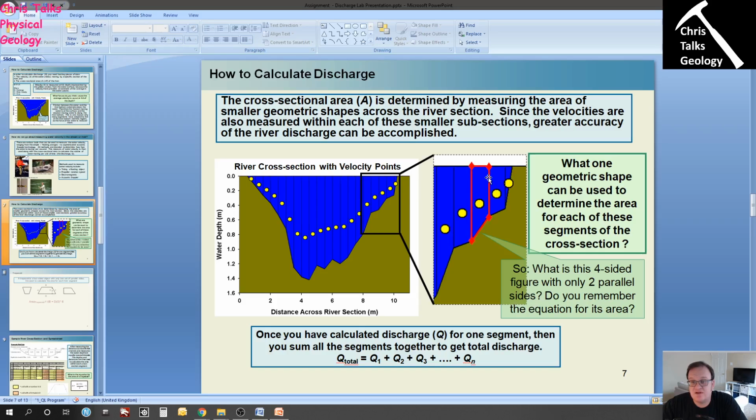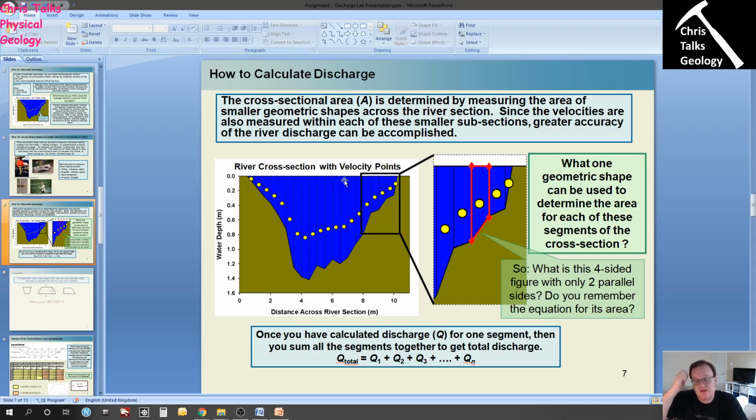so we'll calculate the area for this slice. We already have the velocity for that slice, so we have the area, we have the velocity, so we can calculate the discharge. We do it for all of them, and therefore we can then add those all together to get the total discharge. So relatively straightforward.